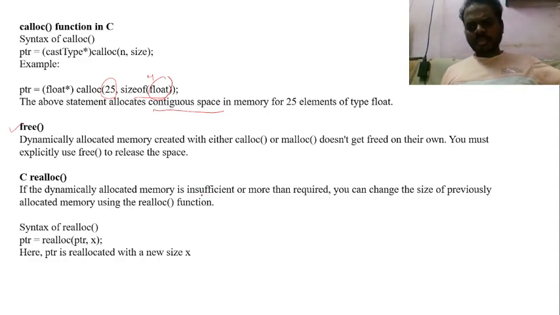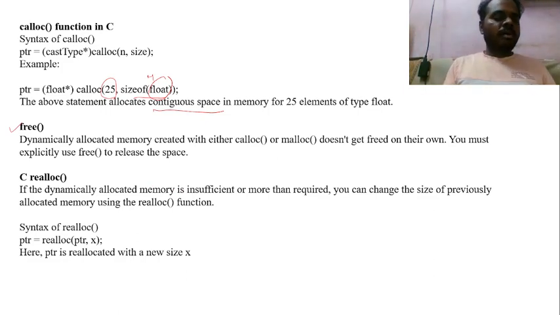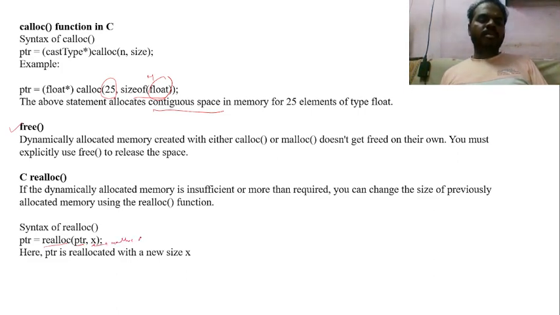It will reallocate the space which is already assigned using malloc and calloc functions. See, this is an example of realloc: this is your new pointer variable, this is your existing pointer variable, and this is your malloc. If you already allocated memory using malloc or calloc, you should mention the variable name, like x. If you want to reallocate the memory, you should mention the variable name.